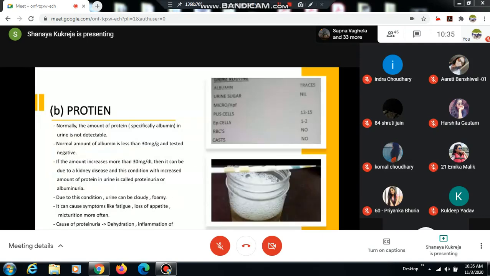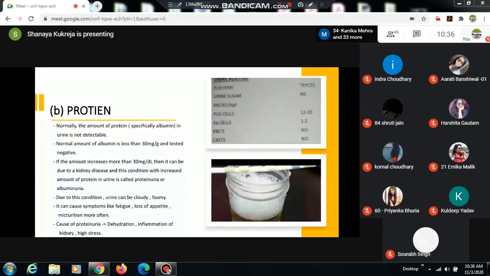Second is protein. Normally, in a healthy individual, the amount of protein, specifically albumin, in urine is not detectable. The normal amount of albumin is less than 30 mg per dl and is tested negative. If the amount increases to more than 30 mg per dl, then it can be due to kidney disease, and the condition with an increased amount of protein in urine is called proteinuria or albuminuria. Due to this condition, urine can be clear to nil. It can cause symptoms like fatigue, loss of appetite, and micturition more often, and causes of proteinuria can be dehydration, inflammation of the kidney, and high stress.